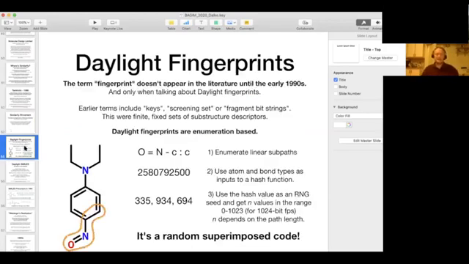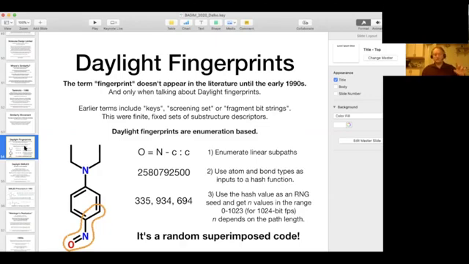But even if you look at that, there's a few things that are missing. The term fingerprint doesn't exist in the literature until the early 1990s. Everyone's talking about things like keys and screen sets. Daylight fingerprints are probably the most novel technique that Daylight introduced to cheminformatics.